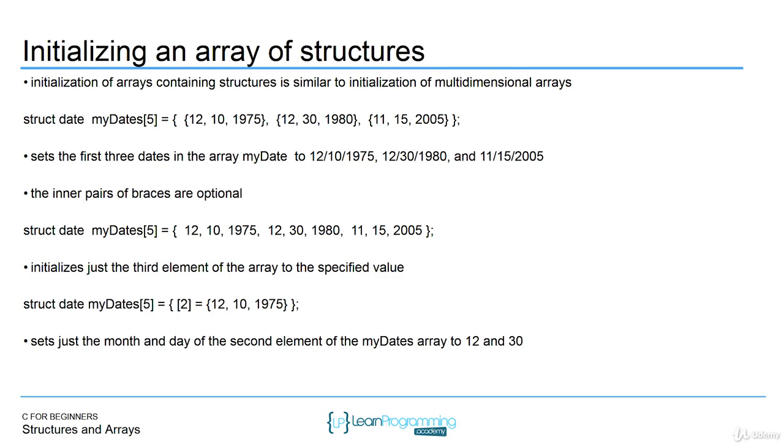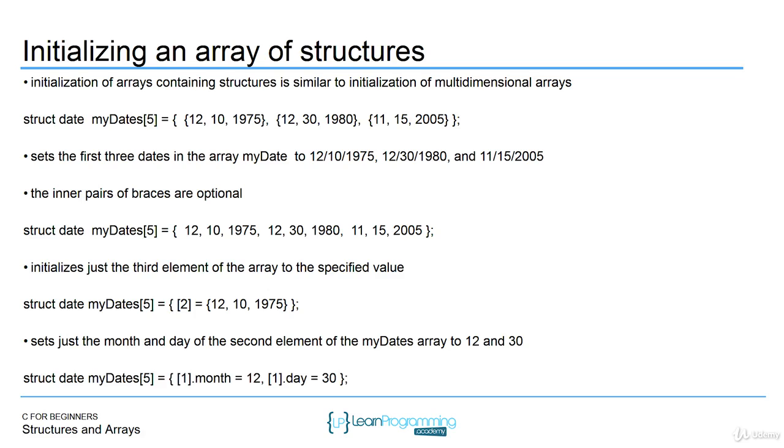If you want to initialize just the third element of the array to a specified value, you can specify myDates sub 2. You're still creating the array here. You're still declaring the variable and setting the size to 5. But inside the curly braces, you're saying 2 inside brackets, and you're going to initialize 2 to 12/10/1975. So you'll see the square brackets that represent the element that you want to initialize, then the assignment operator equals, and then inside the curly braces, you're initializing the month, day, and year for the elements inside the struct.